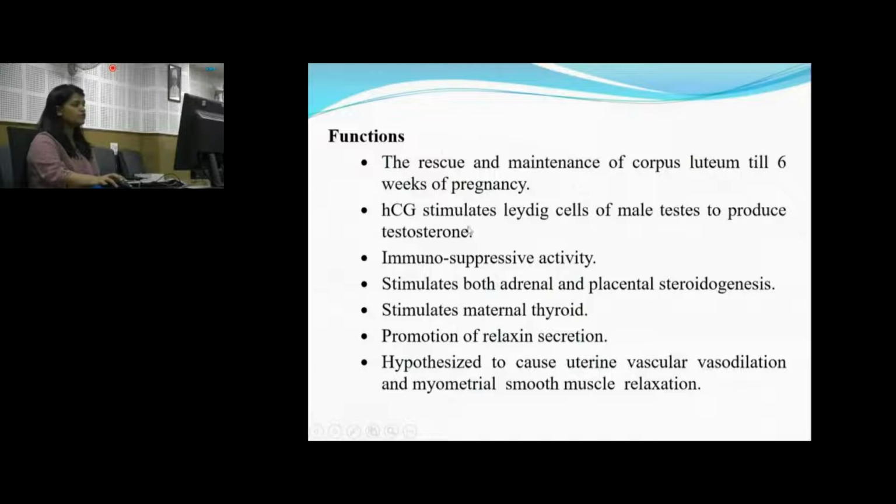HCG also plays an important role in stimulating the Leydig cells of the male testes to produce testosterone. It has immunosuppressive activities, and it stimulates both adrenal and placental steroidogenesis. It also stimulates the maternal thyroid and promotes the release of relaxin, and is hypothesized to cause uterine vascular vasodilatation and myometrial smooth muscle relaxation.